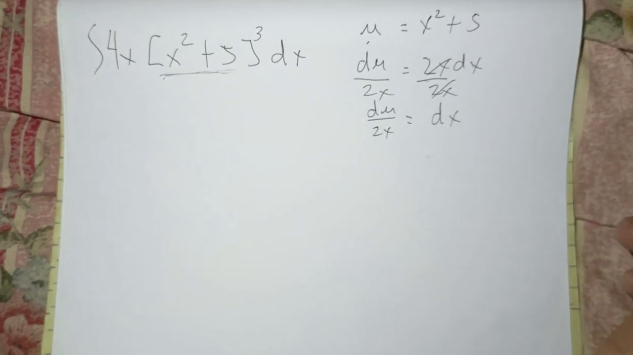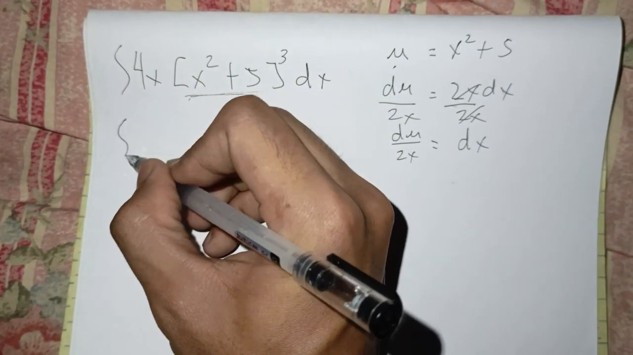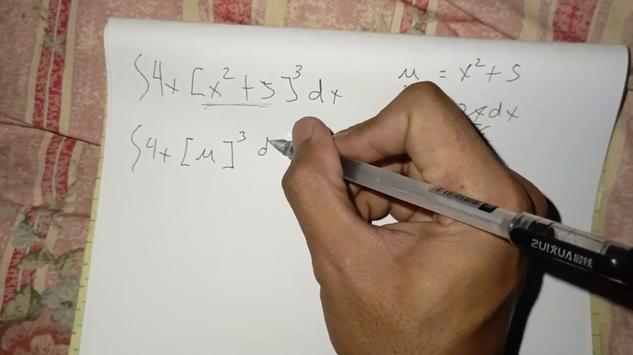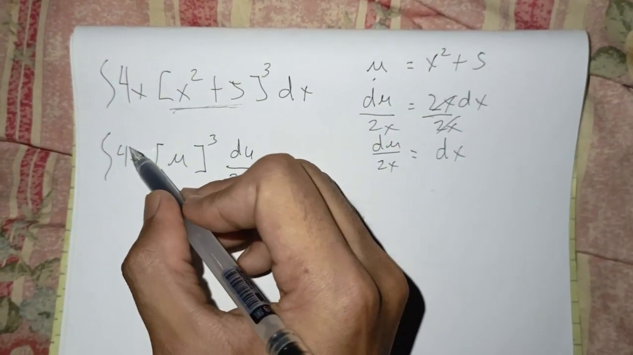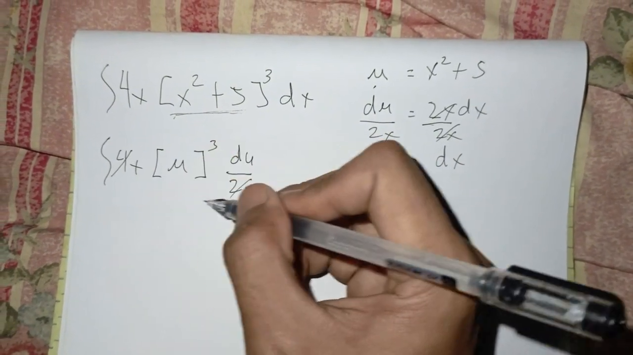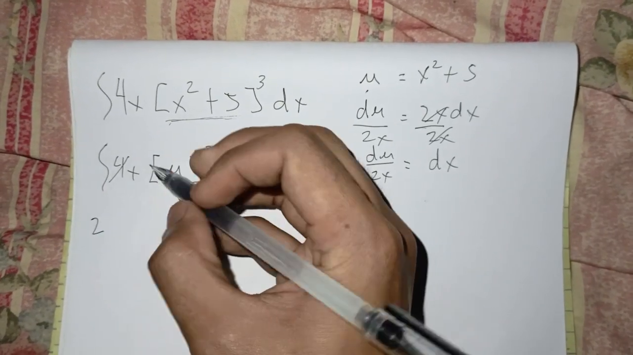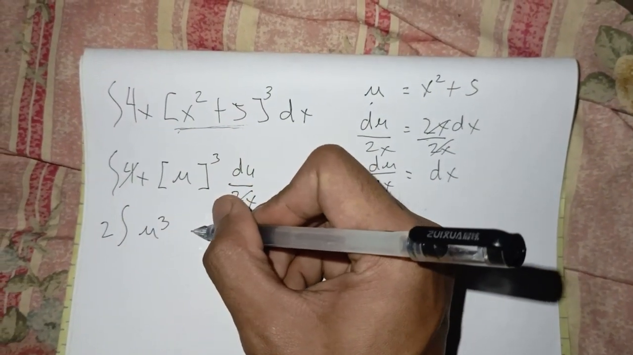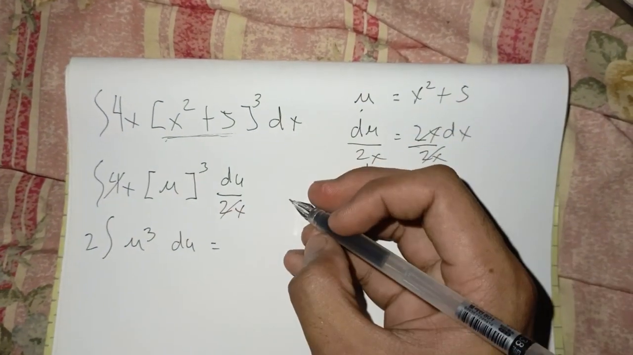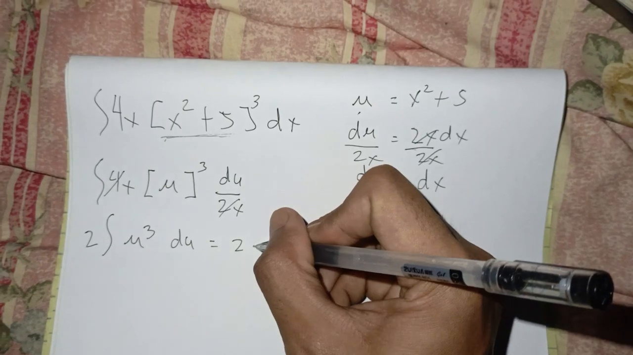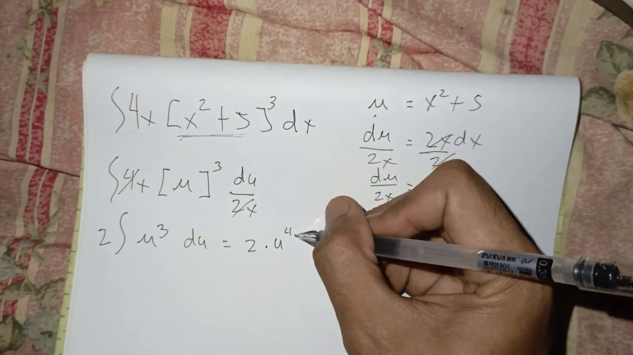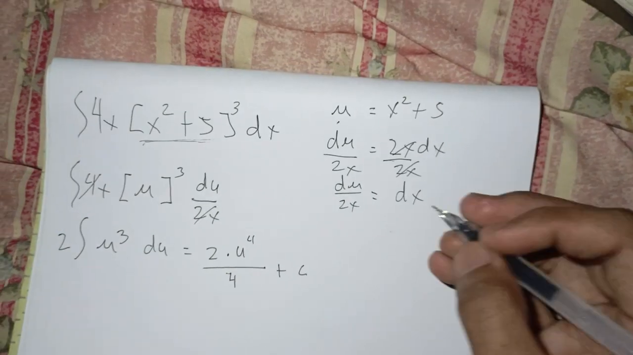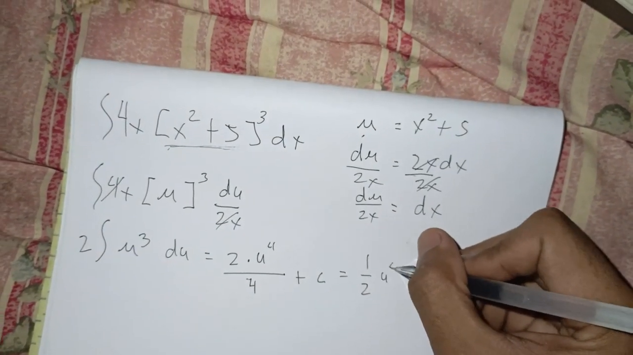So let us solve this. We write 4x multiplied by u cubed multiplied by du over 2x. We cancel the x's, and the number goes outside: 2 times the integral of u cubed du. That equals 2 multiplied by u to the fourth over 4, plus c, which gives us 1/2 u raised to 4 plus c.